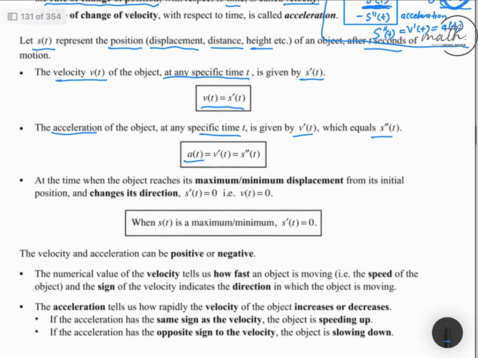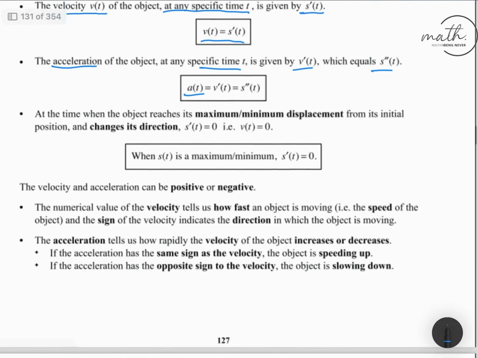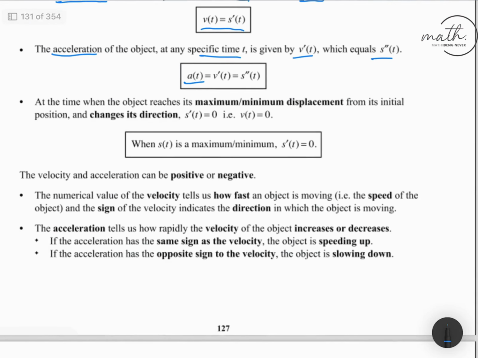Okay, now they go back to minimum and maximum. For minimum and maximum, again, you're just going to take that displacement, so it's S(t). Remember, for minimum and maximum, you just find S'(t), then you equate it to 0. Minimum or maximum of anything is just going to be the first derivative, and then you equate it to 0.